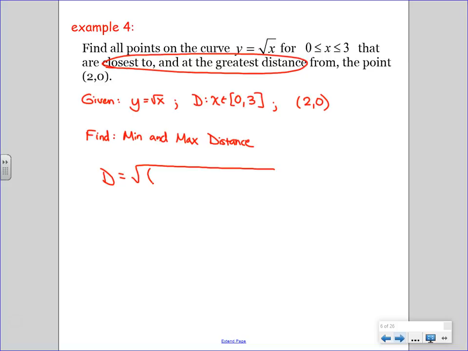But wait a minute, do we know an x1 and a y1? Maybe. Don't we? We know a point. So let's go ahead and just do x minus 2 squared plus y minus 0 squared. And that's kind of like my x2, x1, y2, y1. We only have one point, so we'll plug in that x and that y, and we're left with another x and another y.